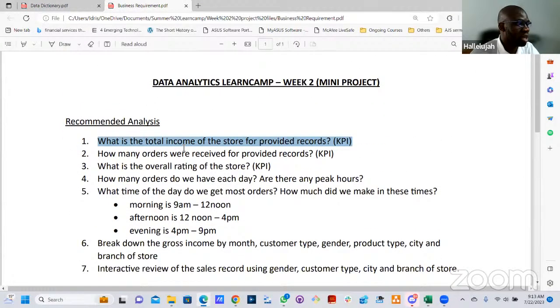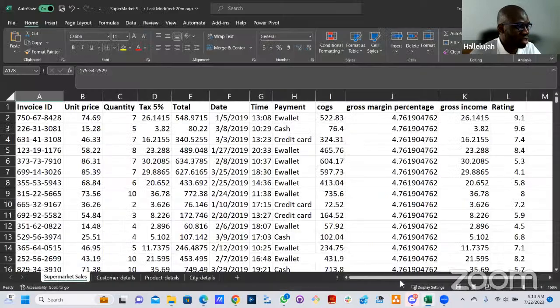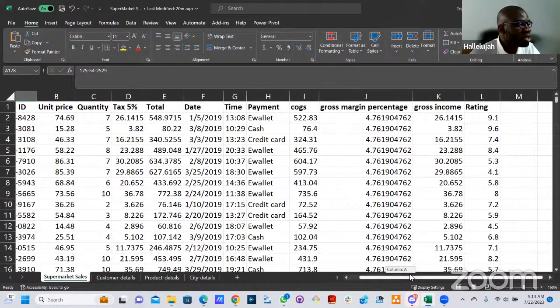So the first thing here is, what is the total income of the store for the provided records? So total income. So what I said I was going to explain. So sometimes, in fact, most times, when you have data, you don't necessarily need everything that is in the data. I want you to know that.